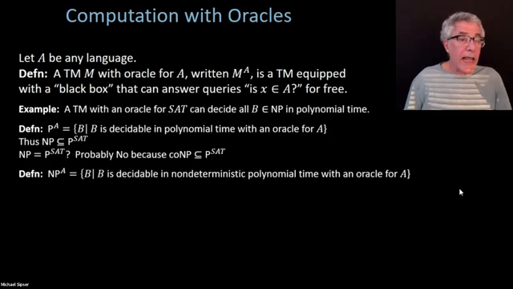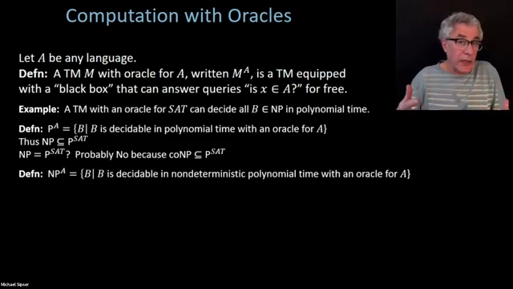You can also define NP relative to some oracle. So all the things you can do with a non-deterministic Turing machine, where all of the branches have separate access, and they can ask multiple questions, by the way, of the oracle independently.